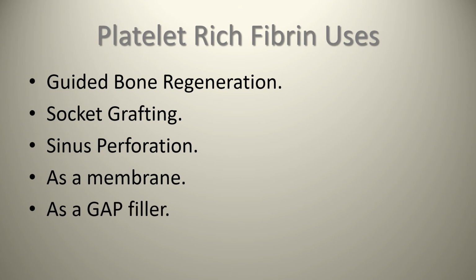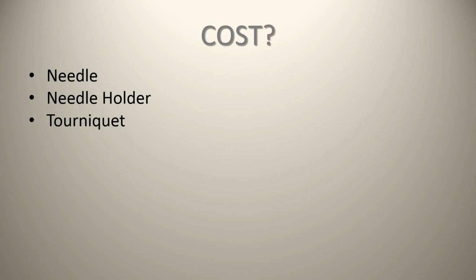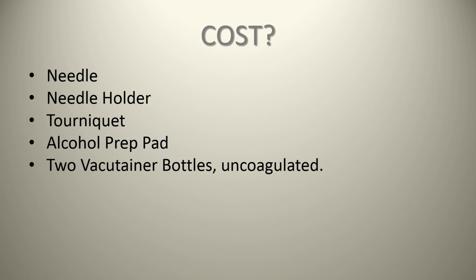Basically, you need to purchase a vacutainer needle, and the holder for this vacutainer needle. You require a tourniquet, which can be either disposable or of the reusable variety. An alcohol prep pad is required. Two vacutainer bottles which contain no coagulants: there's a red top bottle which you can buy, usually the 10 ml ones is what we purchase. There's also a yellow top bottle which has citrate in it, which acts as an anticoagulant. You don't use this for PRF.